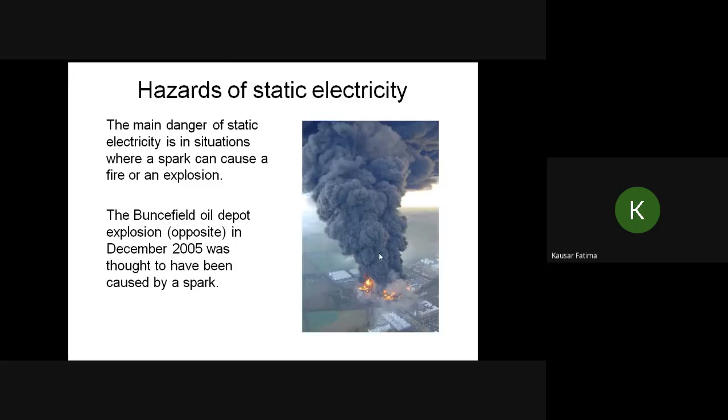See this one, this explosion. Buncefield oil depot explosion in December 2005. That was also because of a spark. It means there must be some nozzle or something which might have been charged, and the charge must have been a very large amount of charge. The two opposite charges tend to attract each other. So when the charges jump towards each other, this type of explosion may take place.